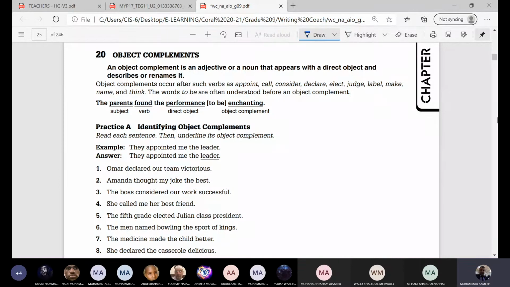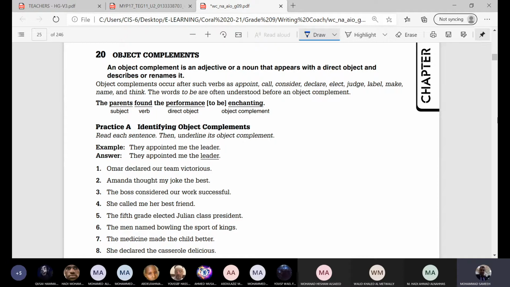Okay, object complements. Last time we talked about the direct object and the indirect object, and I told you that they go in the order: subject, verb, indirect object, direct object. It is impossible to have an indirect object unless we have a direct object, so the direct object is more important than the indirect object. The indirect object comes before the direct object.